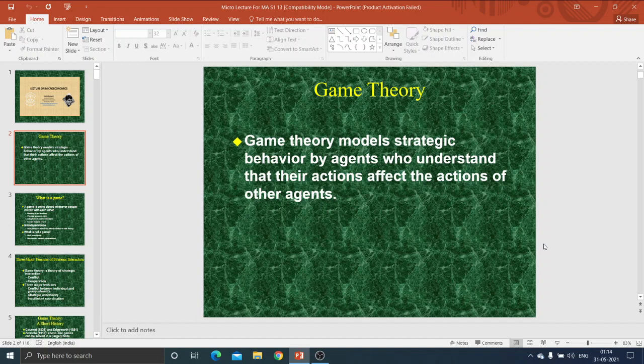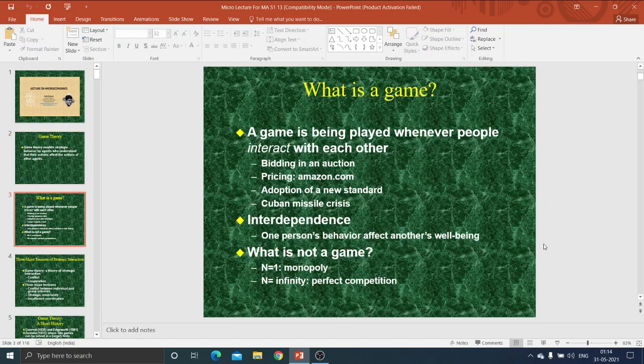Game theory models strategic behavior by agents who understand that their actions affect the actions of other agents. Therefore, it is very pertinent to understand what game theory is altogether. So, what is a game in that sense? A game is being played whenever people interact with each other. So bidding in an auction, pricing a commodity on an online platform or in an offline market, then the adoption of new standards, then crisis management, etc., come under the understanding of a game.